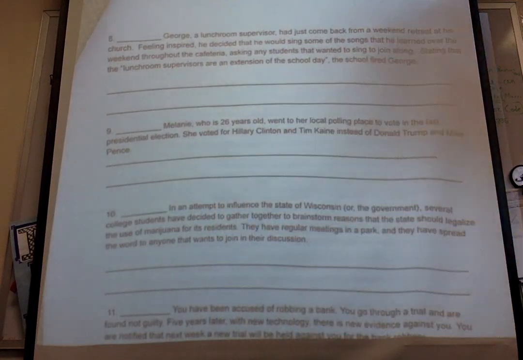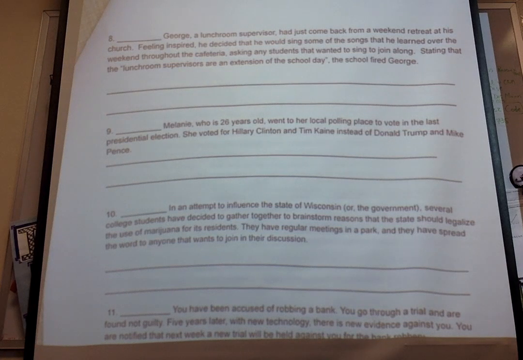Last page. Number 8. George, a lunchroom supervisor, this is at a school, had just come back from a weekend retreat at his church. Feeling inspired, he decided that he would sing some of the songs that he learned over the weekend throughout the cafeteria, asking any students that wanted to sing to join along. Stating that the lunchroom supervisors are an extension of the school day, the school fired George. So they fired George for singing these basically Christian songs.